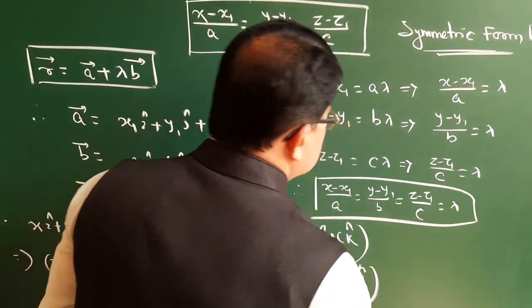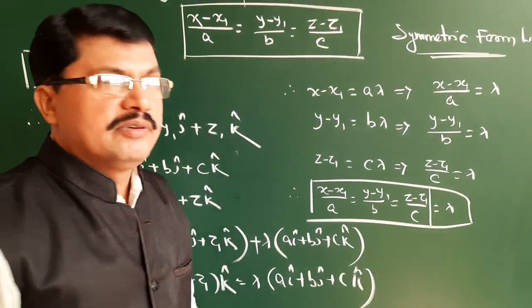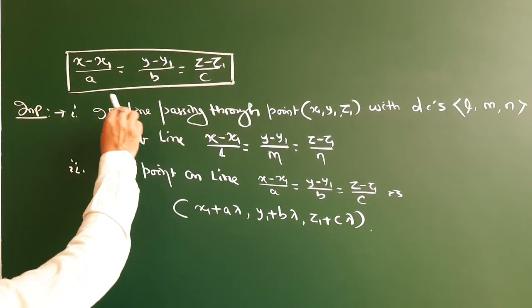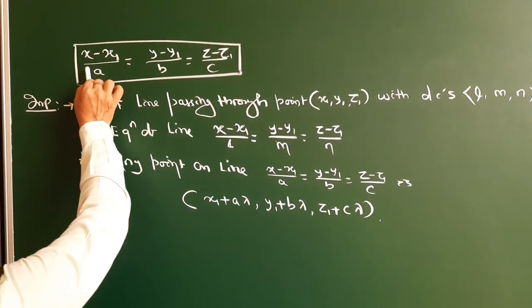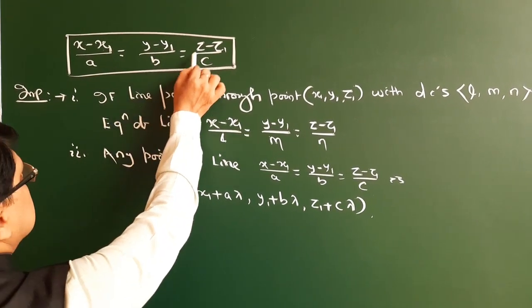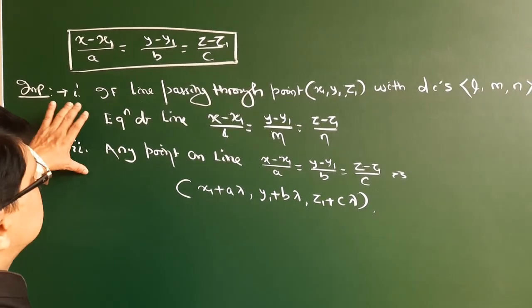So, this is the equation of the line, and this is also called the symmetric form of the line, and this is in the Cartesian form. Understood? This is the equation of the line: x minus x1 by a equals y minus y1 by b equals z minus z1 by c. So these are some important points, very very important.